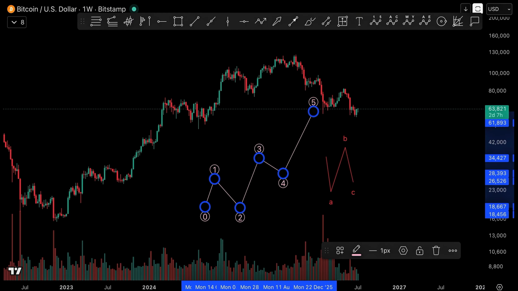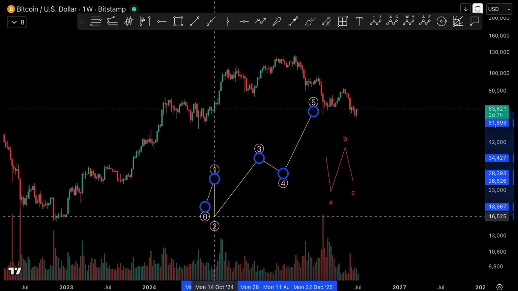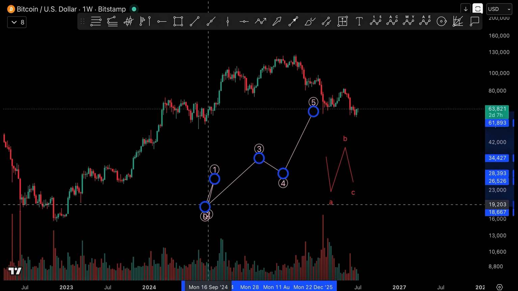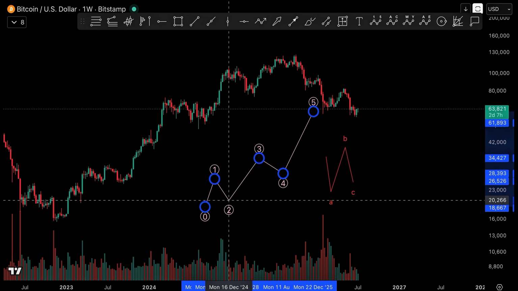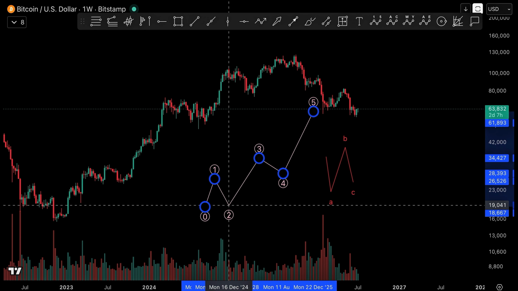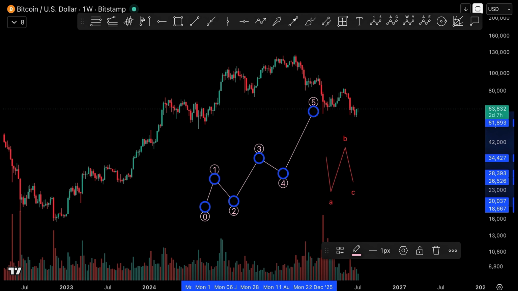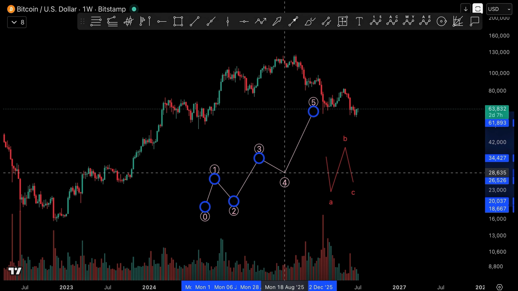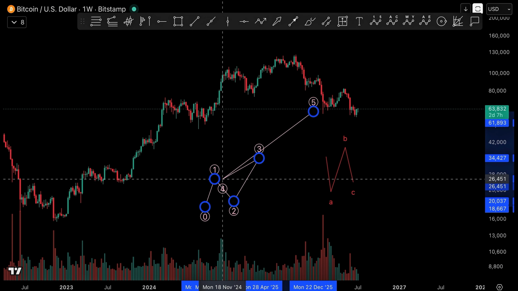Now you can see this is the first wave, and then the second wave cannot overlap or exceed this level. It has to make a higher low. This is the second rule. And the third rule, the main rules I'm explaining here, is that the fourth wave cannot overlap into the first wave.